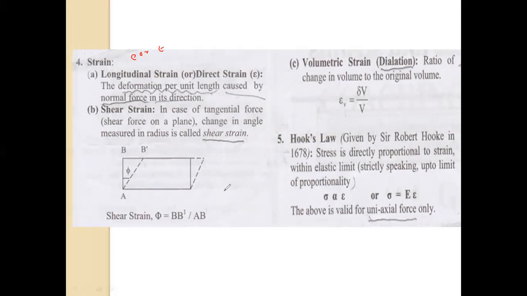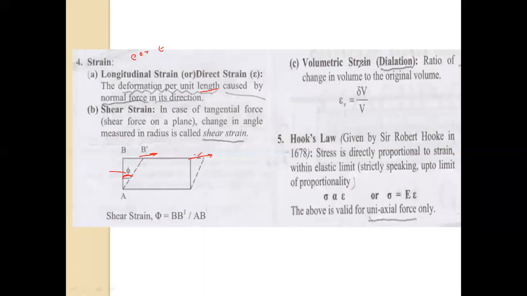The first type is longitudinal strain or direct strain. In longitudinal strain, the length will change. The second type is shear strain. In case of tangential force, the change in angle measured in radians is called shear strain. Here a force is applied, and due to this force a shearing action is carried out on this plane, and some angle is created. This angle is the shear strain.